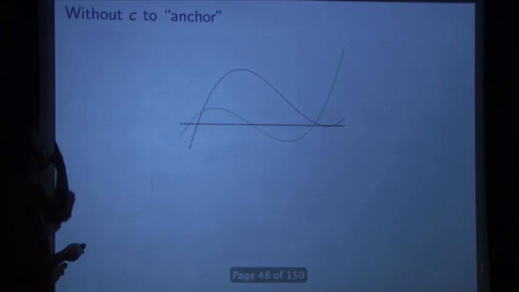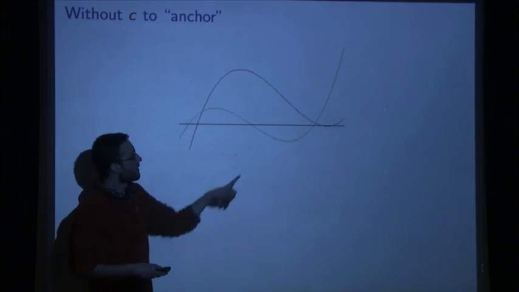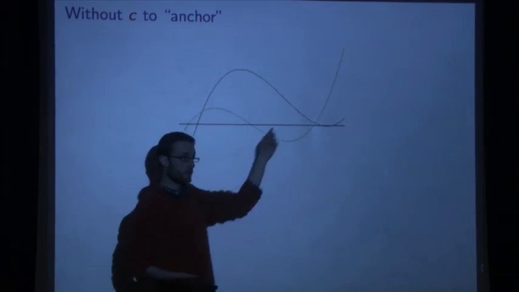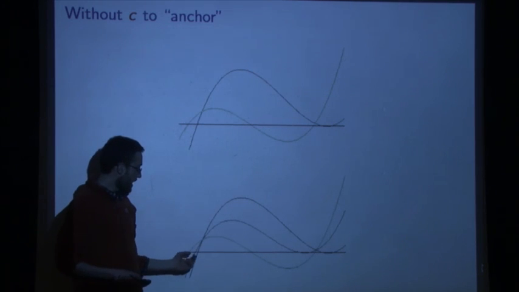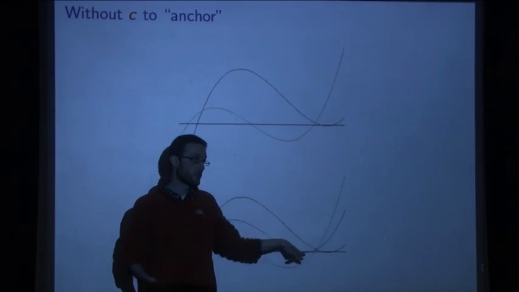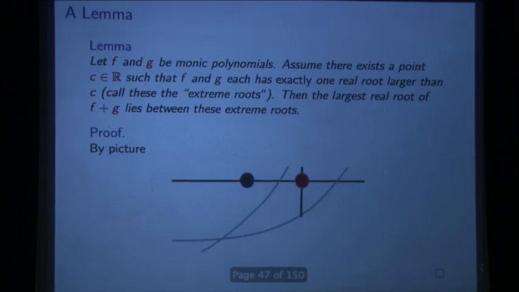And here's actually an example. Without C to anchor, here are two polynomials where this thing has actually two roots which are larger than the largest root. So there's no C. And when you add them together, what you get is a polynomial whose largest root is less than all of these other roots. Does f plus g have only one root between the anchor and infinity?